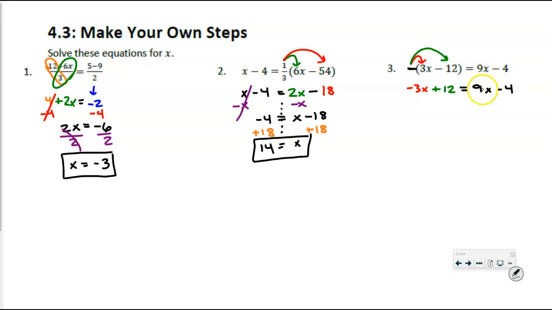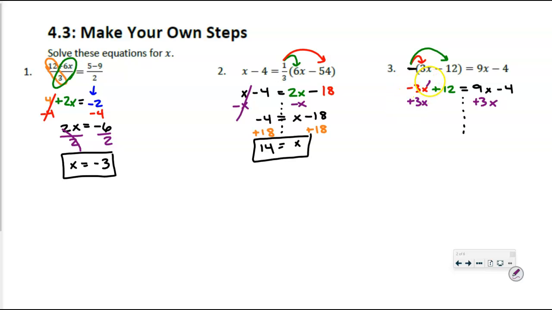Each side is already simplified, so now it's time to move the x's to the same side. I'm going to zero out these -3x tiles by adding 3 positive x tiles. -3x plus 3x will zero out, but I'm going to balance it and do the same thing to the other side of the equation.